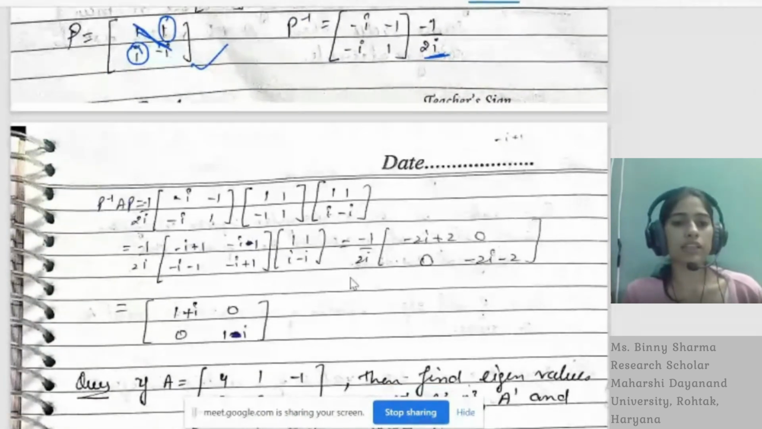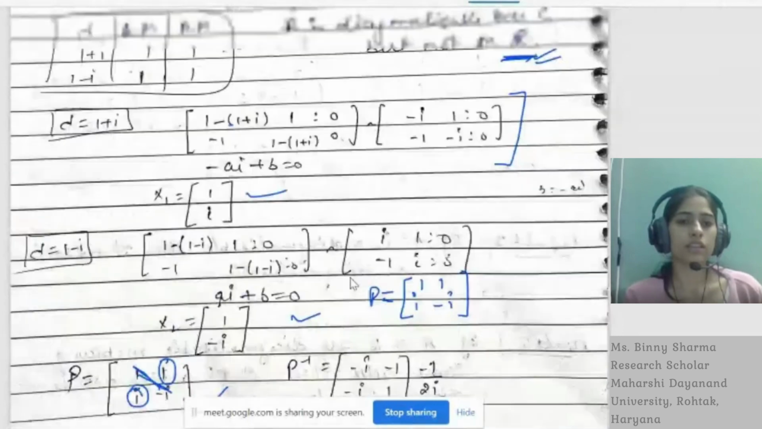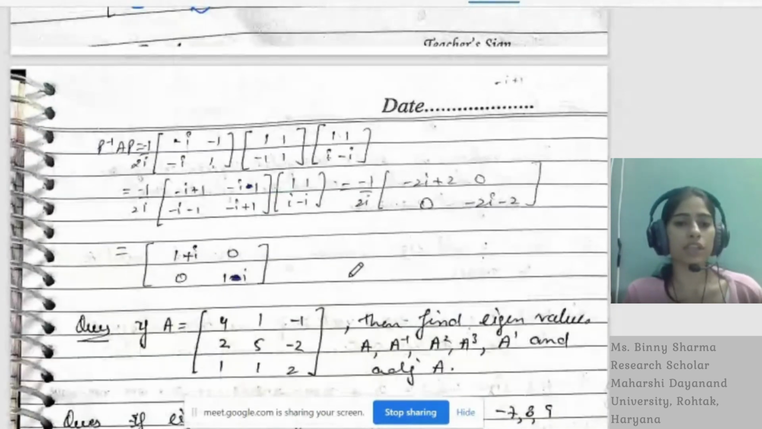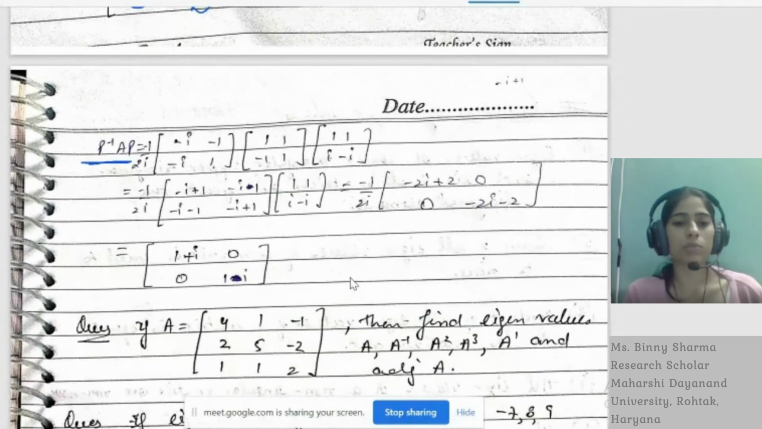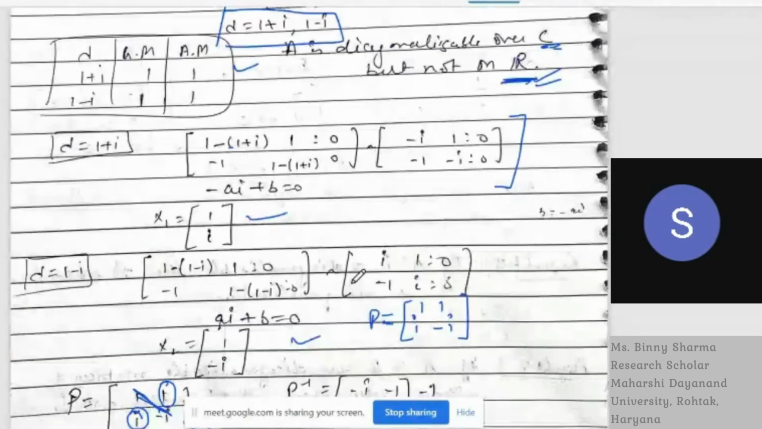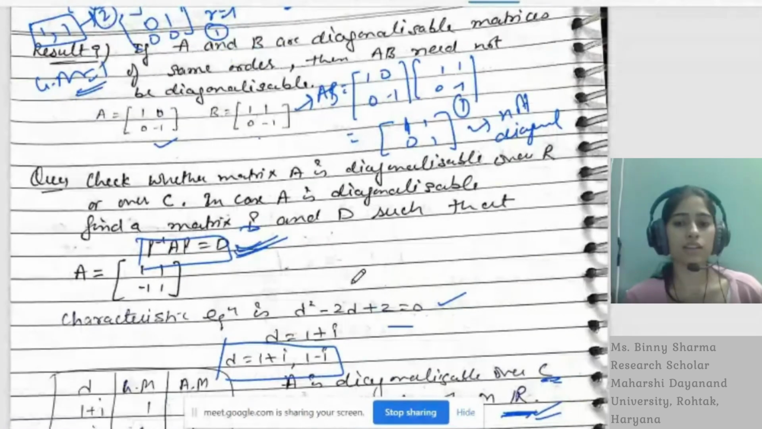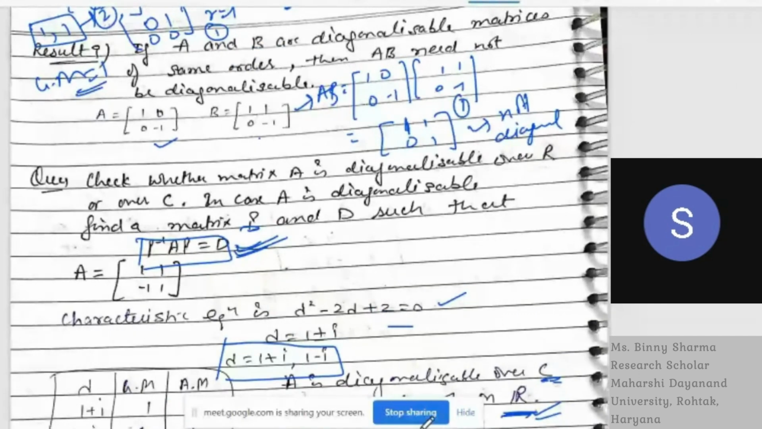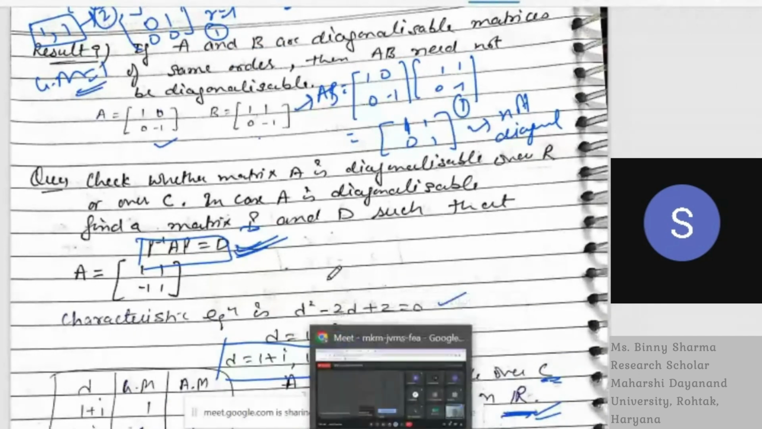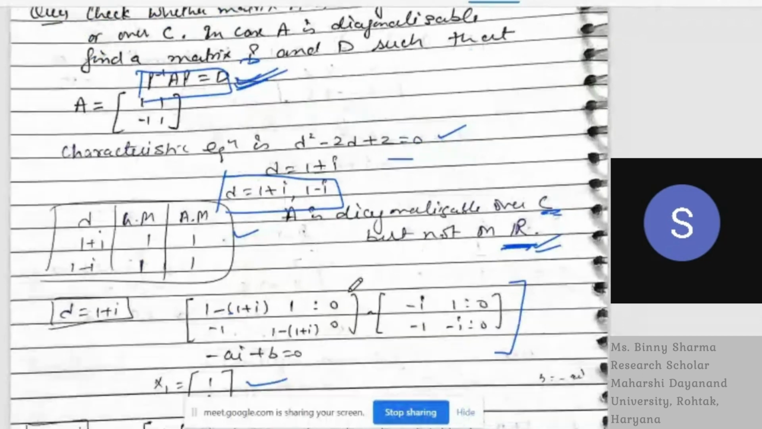Now we have to find P inverse AP. By applying this product, we found [1+iota 0; 0 1-iota]. We find a diagonal matrix whose diagonal elements are the eigenvalues, because the matrix is diagonalizable.